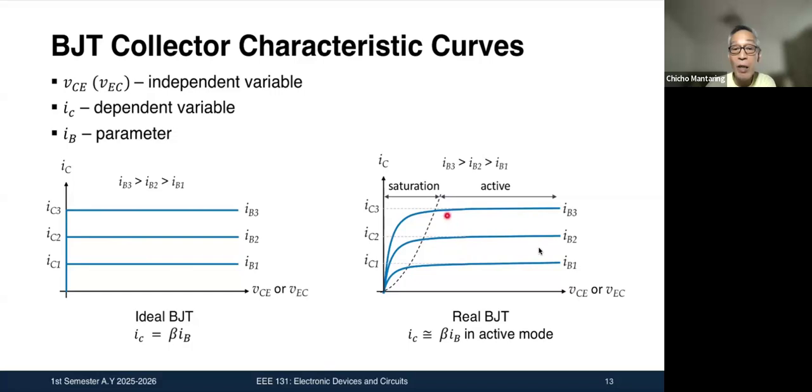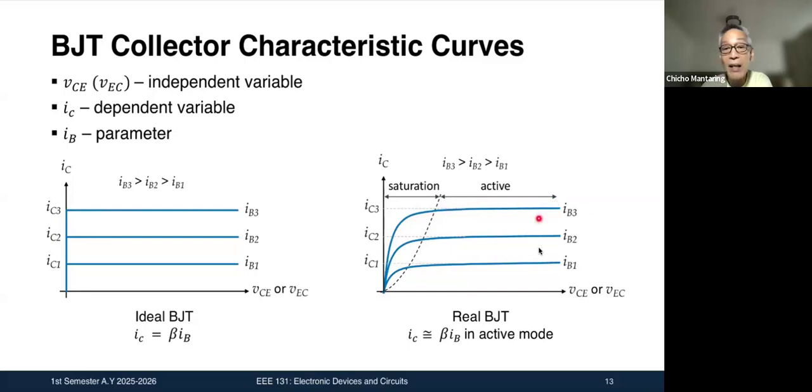But when VCE becomes small, so that your collector base starts to become forward biased, then we already saw that IC will decrease. IC will decrease because of that factor ISC e to the VBC over VT. So it decreases there, decreases there, and this is now your saturation mode.